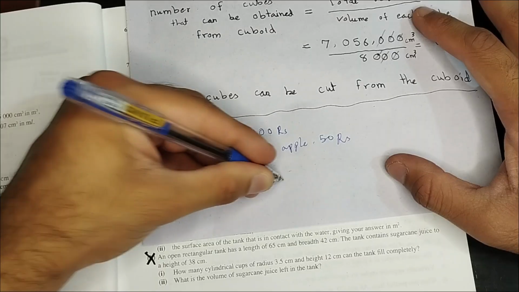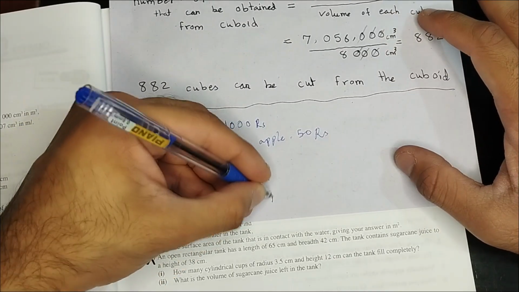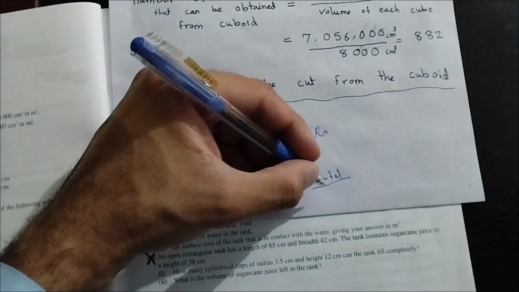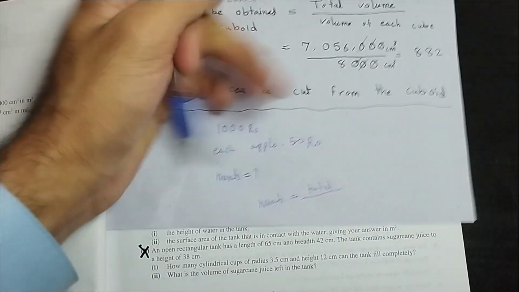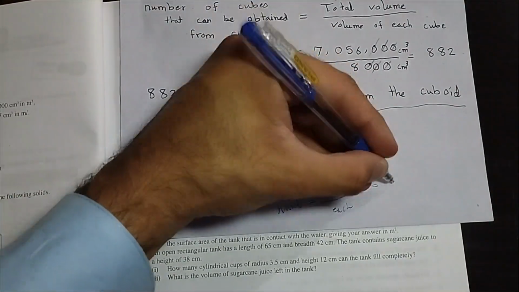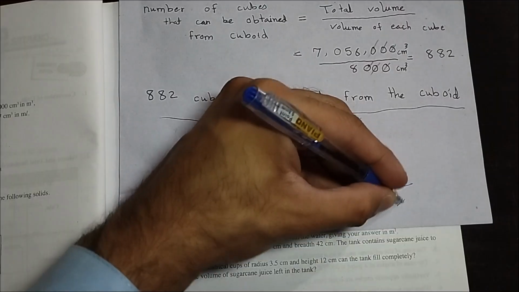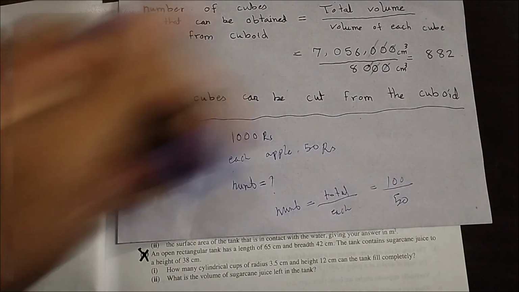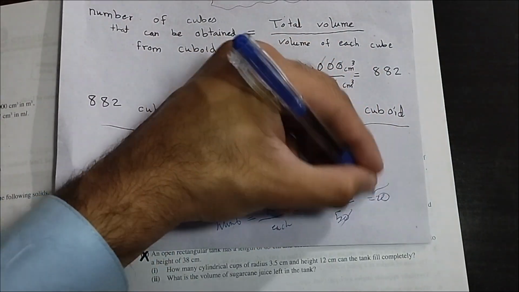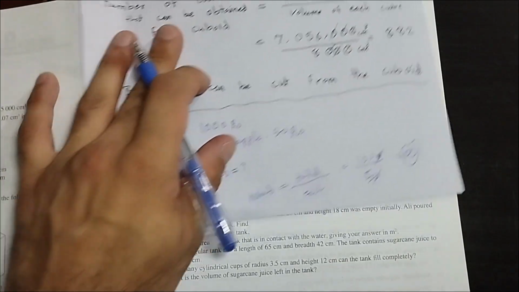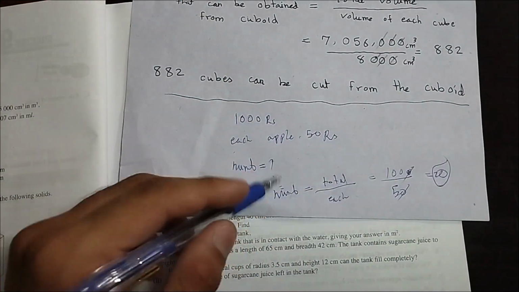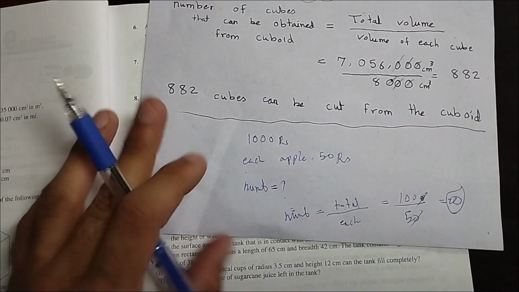So again, the number is a question mark. Number will be equal to what? Number will be equal to total divided by cost of each. So number of apples that I can buy is equal to the total, which is 1000, divided by the price of each, which is 50, right? So 1000 divided by 50, basically 100 divided by 5, and you're going to get 20 as the number of apples that I can buy, right? I just wanted to show that this is important. Number is equal to total divided by each. We have used this many times, you just need to remember this, okay?